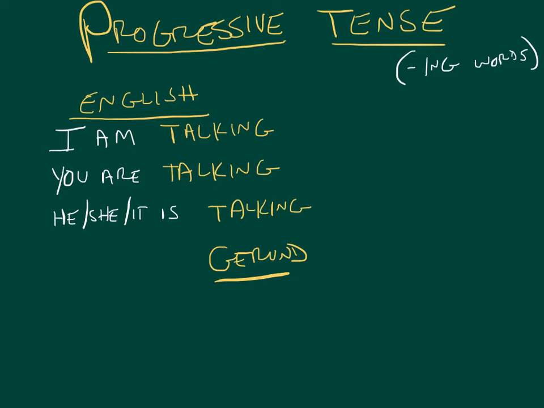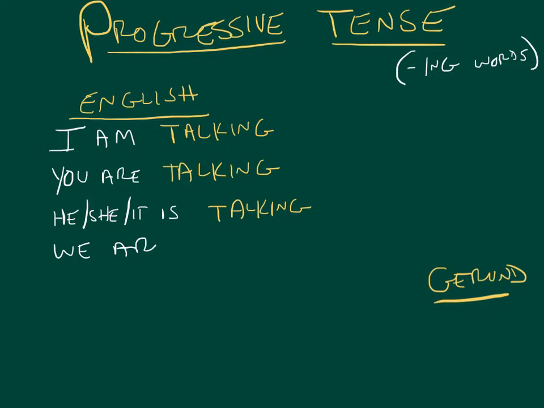So if we wanted to say, we are talking, and it keeps going like this. Okay? The important thing to remember is that the talking, the ing, doesn't change. It stays the same all the way down. It's not conjugated.